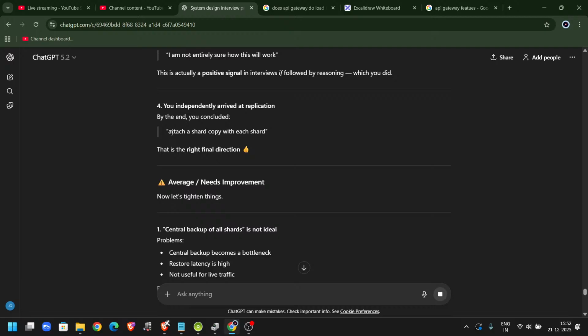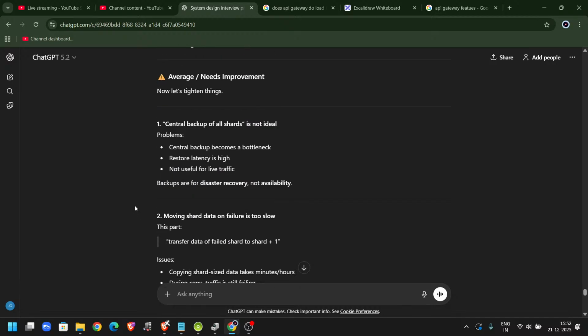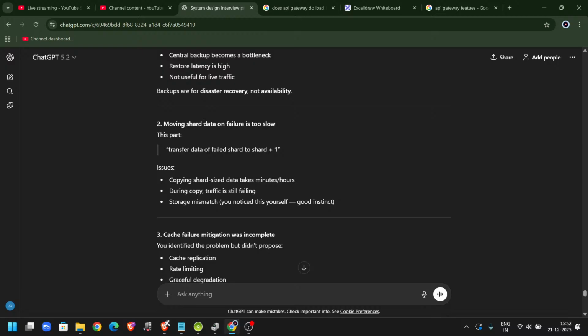ठीक है. Attach, oh, this was the answer. Attach a shard copy with each shard. Oh, central backup of all shards is not ideal. ठीक है, cool. Backups are for disaster recovery, not availability. ठीक है, cool. That's a good point. Moving shard data on failure is too slow. Okay, during copying traffic is still failing. Storage mismatch. You noticed this yourself. Good instinct.